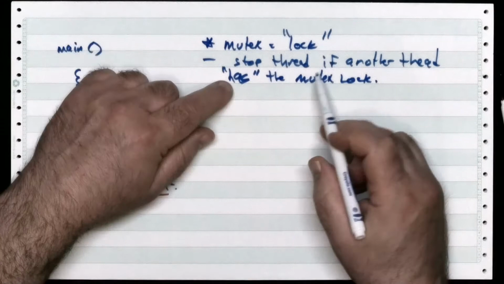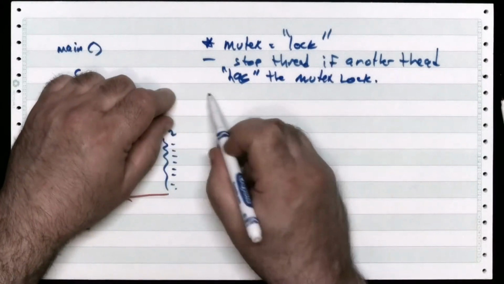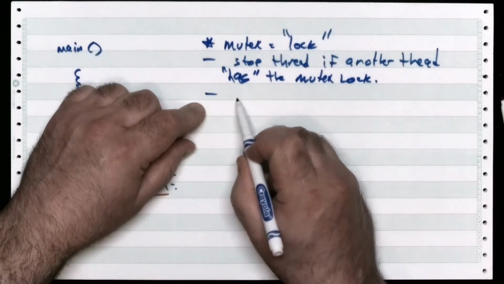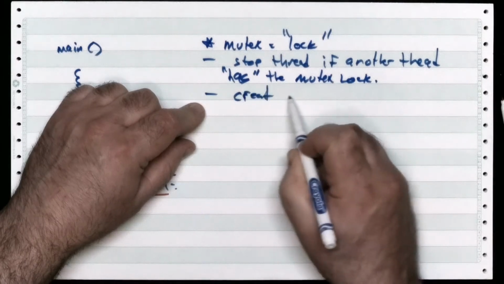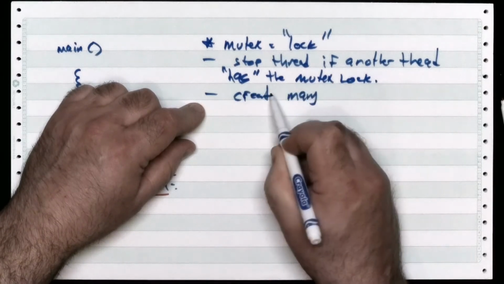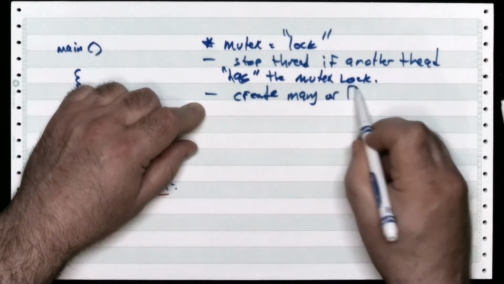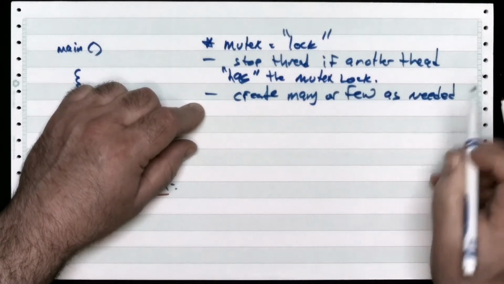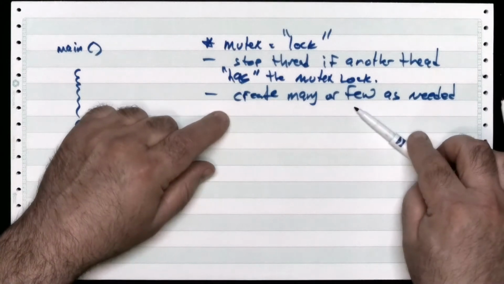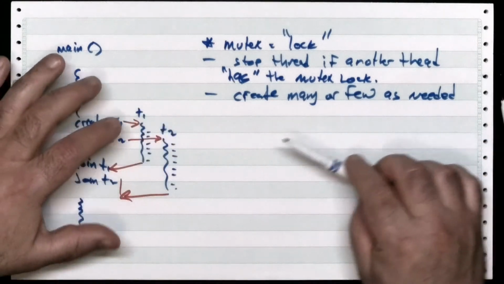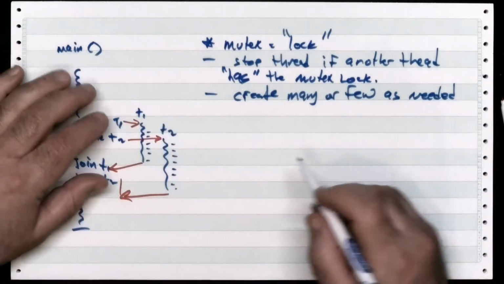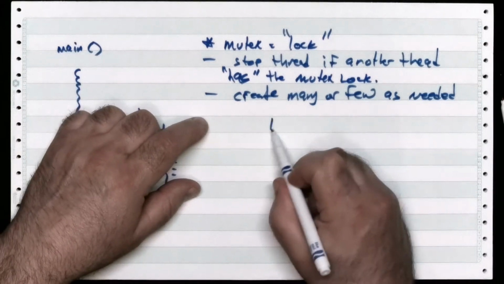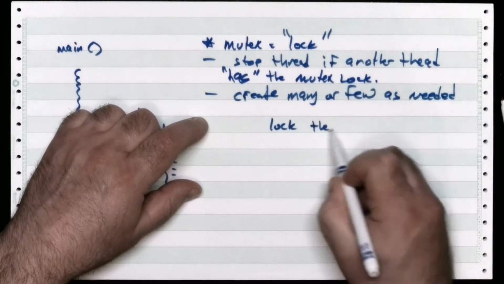What does it do? I can have a plurality of these things. Create many, or few, as needed. And what we're going to do now is create one that will reflect the screen. So let's say I want to lock the screen.